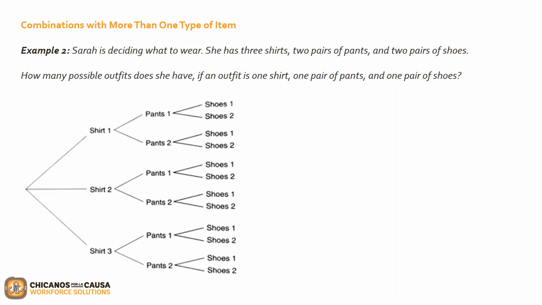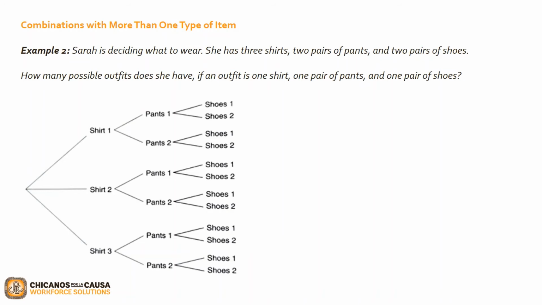If you are given more than one type of item and must choose one of each type, you can use a tree diagram to figure out all the possible combinations. Each branch of the tree represents a possible combination, and the number of branches on the right-hand side represents the possible number of combinations. In this particular case, let's read this example first and determine how many different outfits Sarah can have. So example 2.